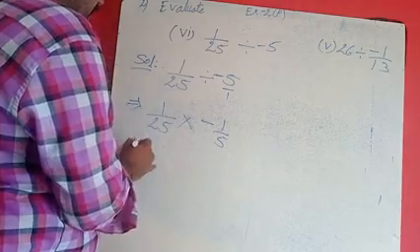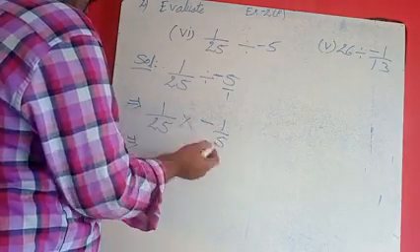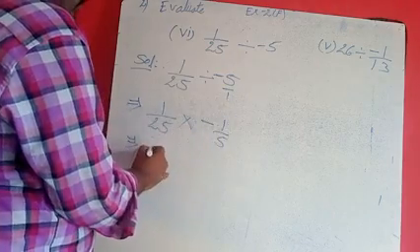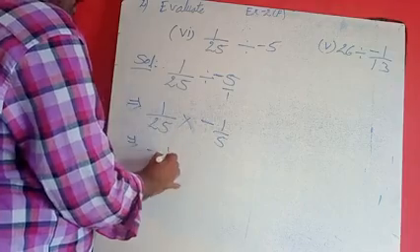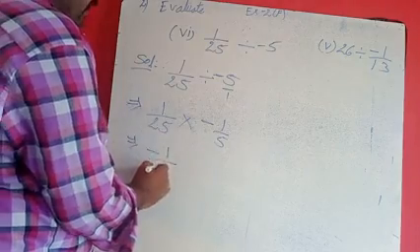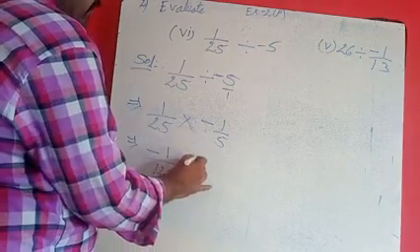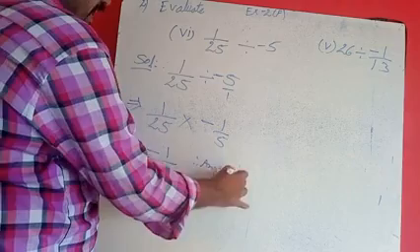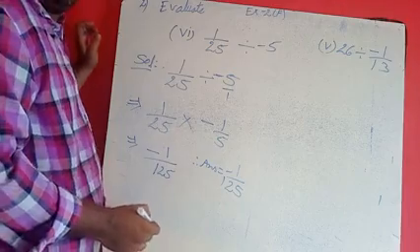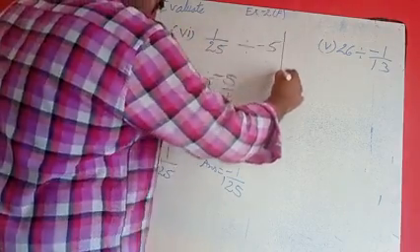Any multiplications or cancellation, see once. There is no cancellation here. 5 and 25 should not cancel. Only up and down cancellation is there. So first sign minus. Numerator is having 1 ones are 1. Denominator is having 25 5s, 25 5s are 125. Therefore answer is minus 1 by 125. Like that only, the last sum here.